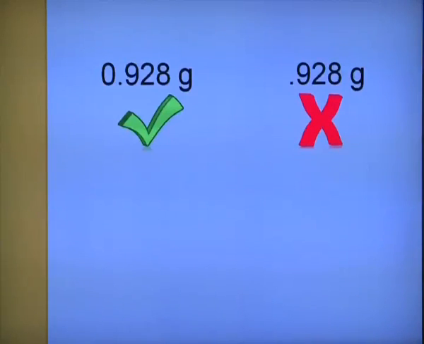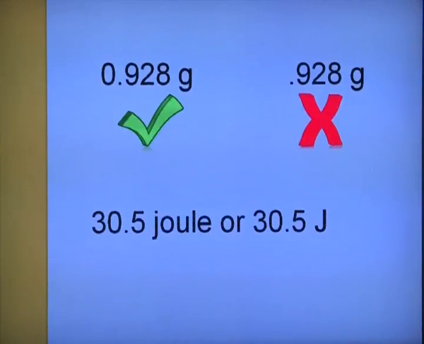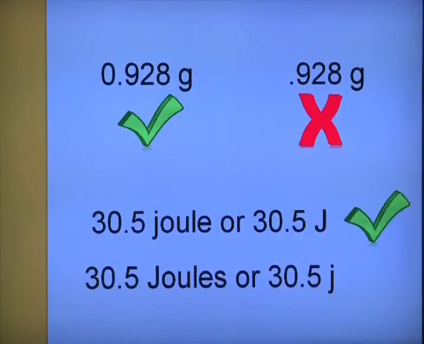Symbols of units derived from proper names are represented by using capital letters. When written in full, the unit should not be written in plural. Say, 30.5 joule or 30.5 capital J is correct, but 30.5 joules or 30.5 small j is not correct.